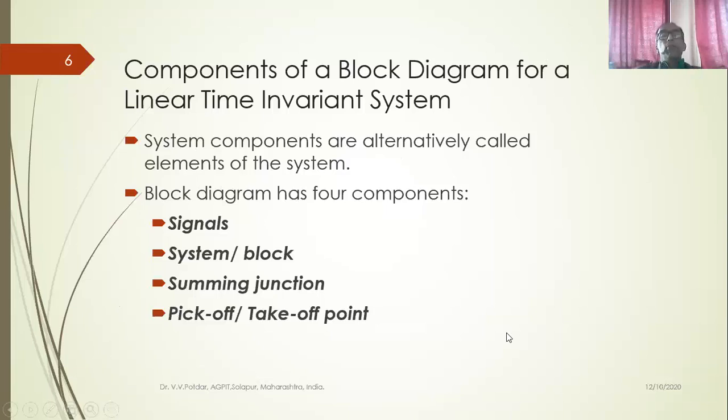Components of a block diagram for a linear time invariant system. System components are alternatively called elements of the system. The block diagram has four components. First, the signals shown with the help of arrows. Systems or blocks shown with the help of rectangles. Then summing junction or summing point shown as a hollow circle, and takeoff or pickoff point. Wherever I'm taking out a branch, a dot will be there and an arrow will be there. That will be called the takeoff point.